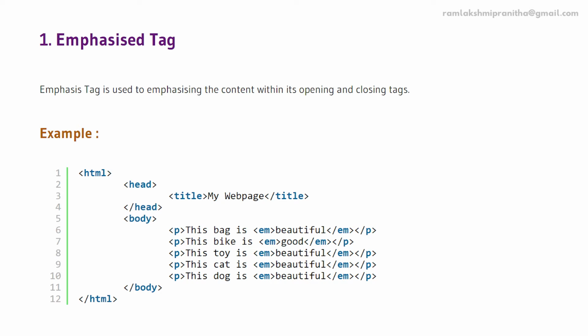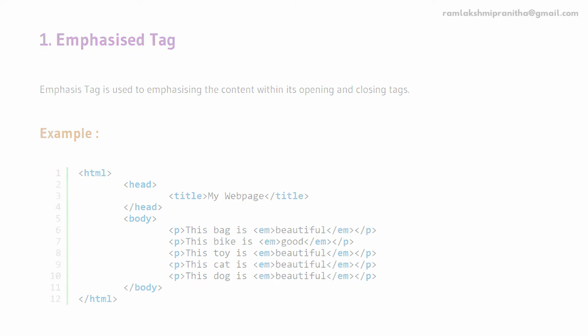And here we have declared some part of the paragraph content with an emphasis tag. For example, the words beautiful and good are defined inside the em tag. In the output we can see the words beautiful and good are in emphasized format. The output is as follows. Output.